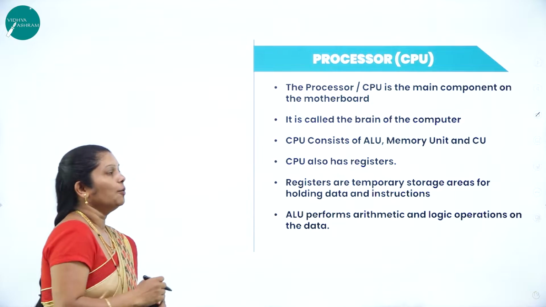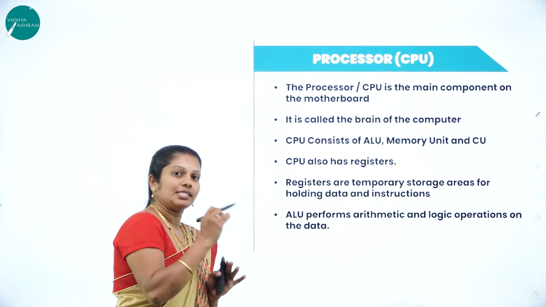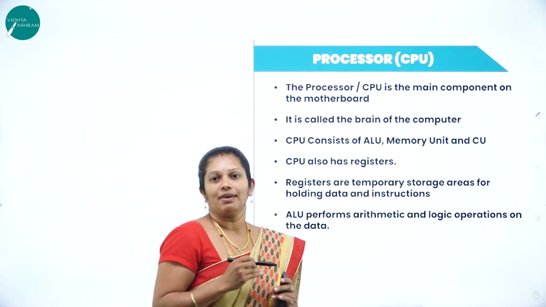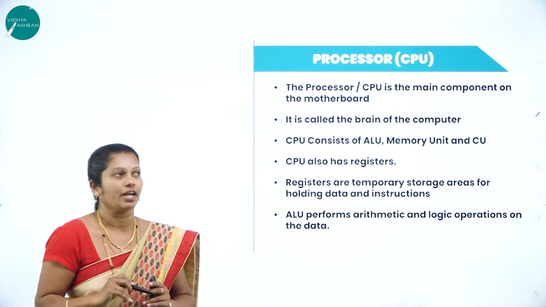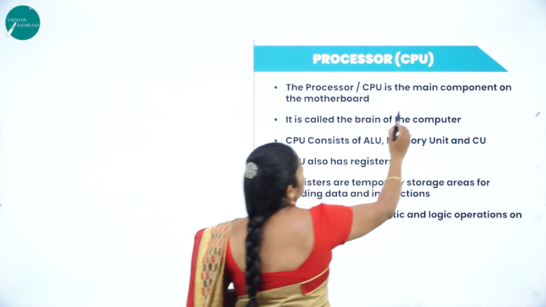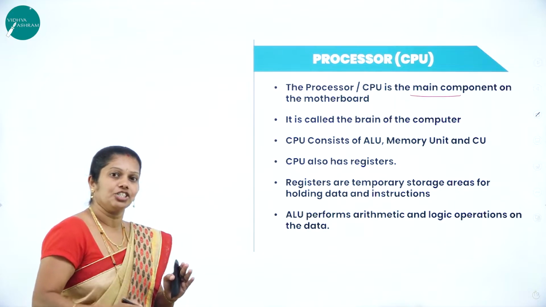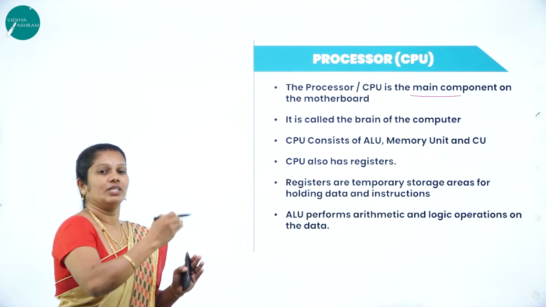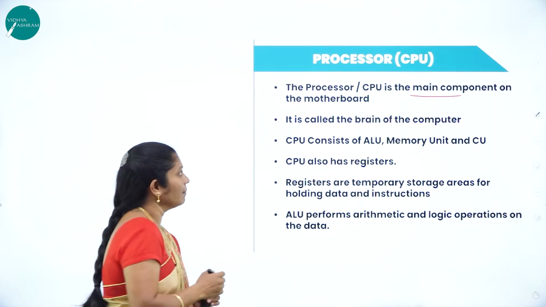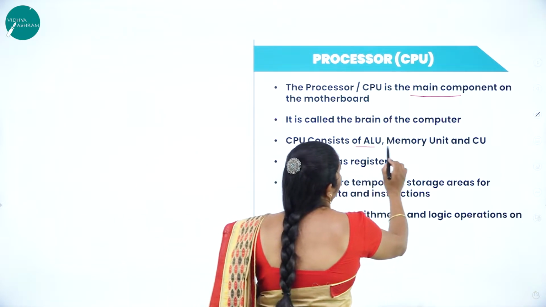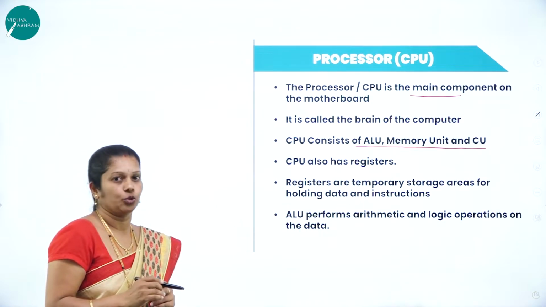The first one is the processor, or the CPU. Depending upon the CPU only, nowadays we classify the computer. The CPU is the main part, the brain of the computer. All the transactions, all the work, everything we do in the system is controlled by the CPU only. The CPU consists of arithmetic logic unit, memory unit as well as control unit.